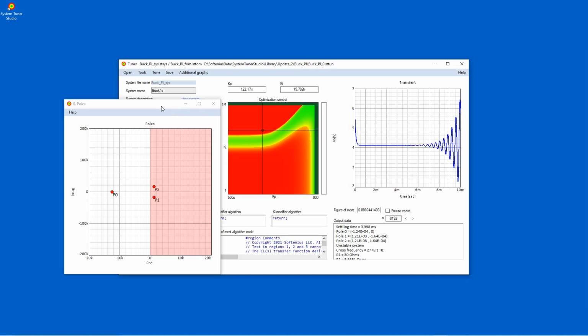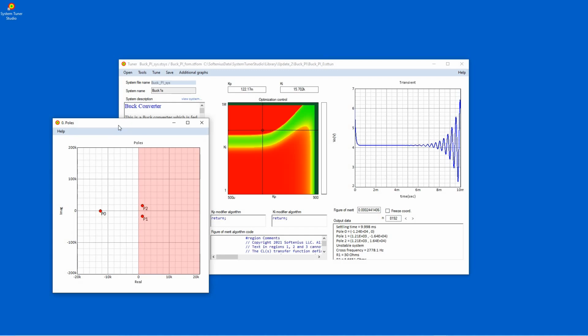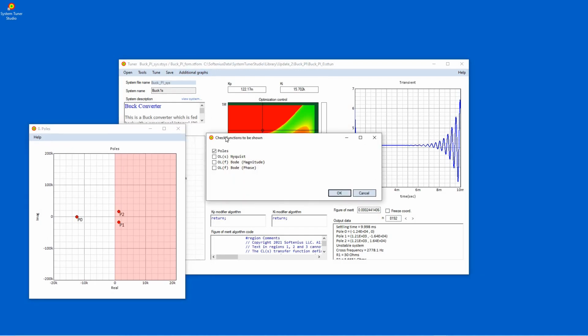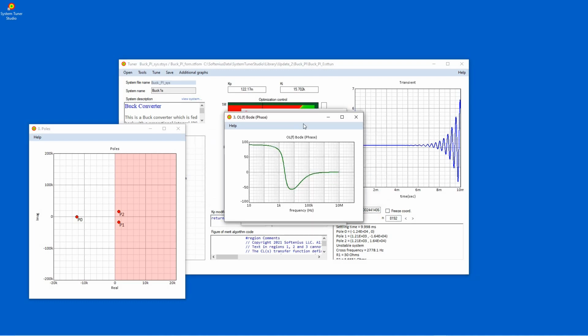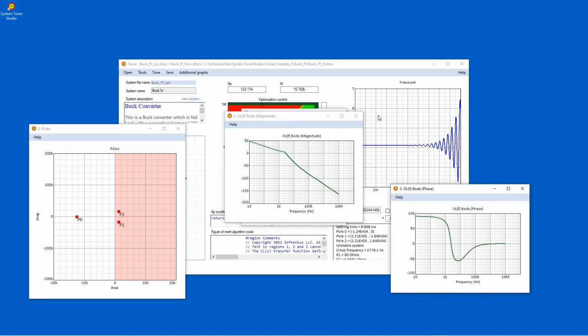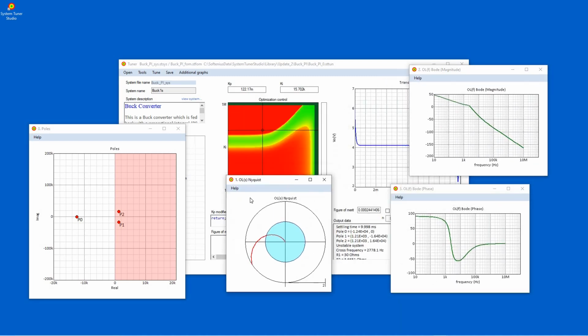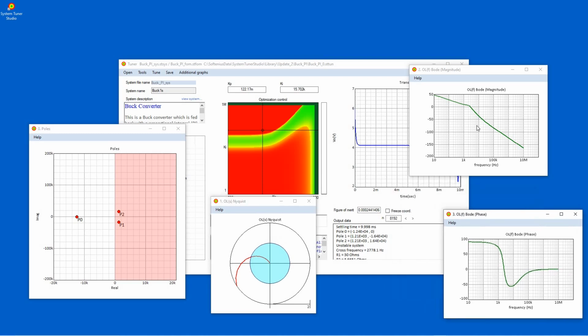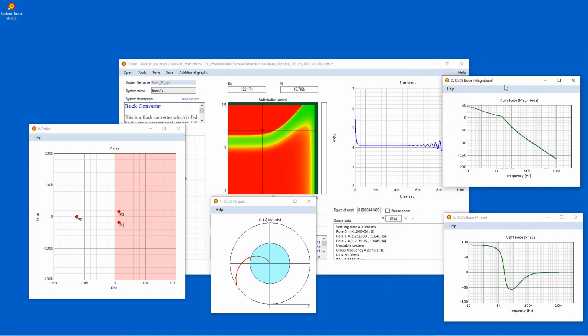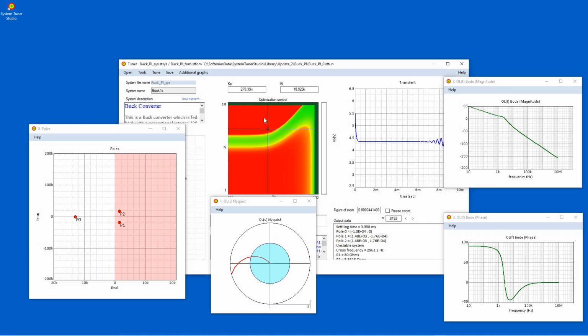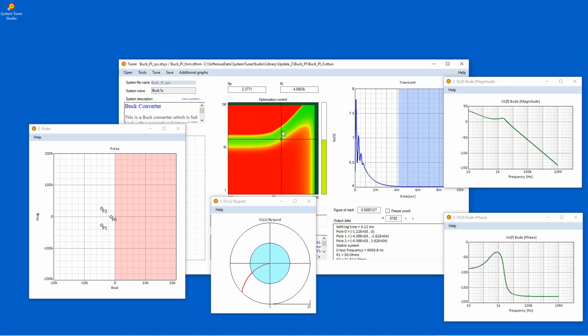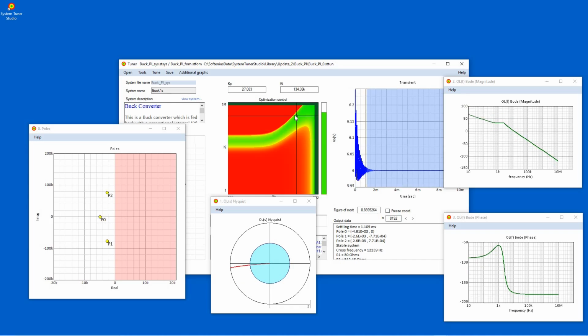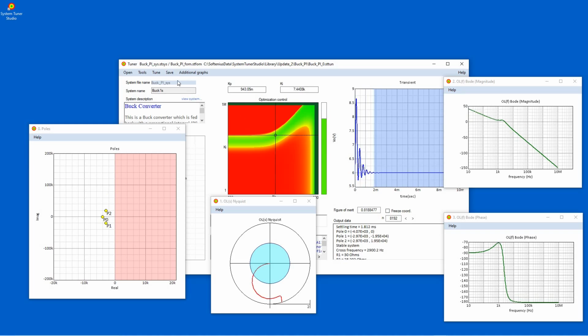On the other hand, it is also possible to activate the rest of the additional graphics: the Nyquist plot and the Bode plots. Let's create an automatic sweep in the optimization control.